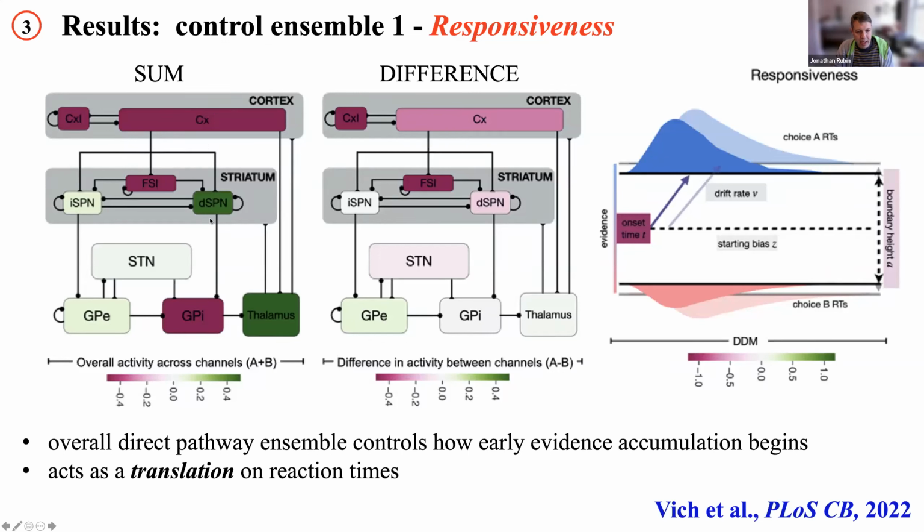And one that stands out that I'll focus on is this DSPN, this dark green. So the idea here is this was this direct pathway, this sort of go pathway. And so what this is effectively doing is controlling how early the evidence accumulation begins. So increasing activity here corresponds to a later onset time of evidence accumulation and therefore a later reaction time distribution.